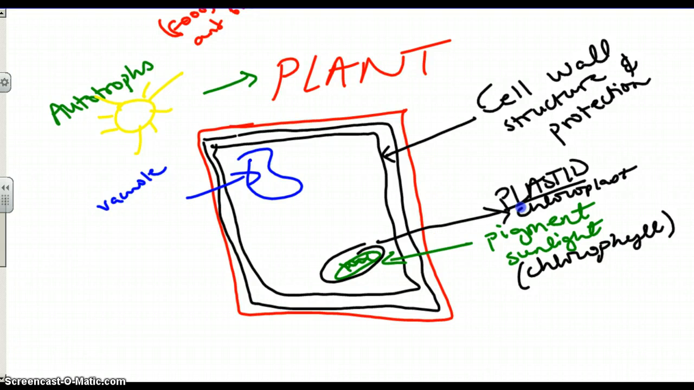Anything that absorbs the sun's energy within the plant is called a plastid. And the specific molecules within the chloroplasts that absorb the sunlight are called chlorophyll. And there are other types of plastids in plant cells. Another example is amyloplast. So we'll change the color here to something like yellow.